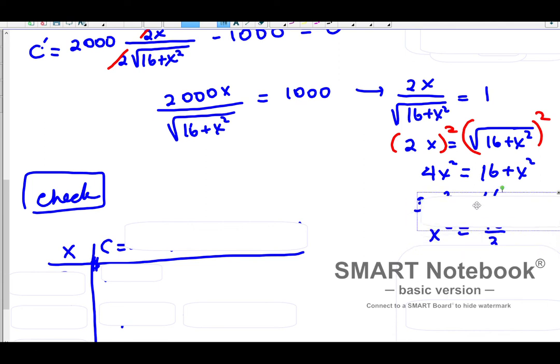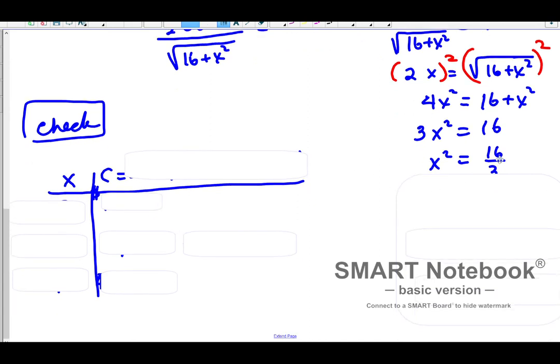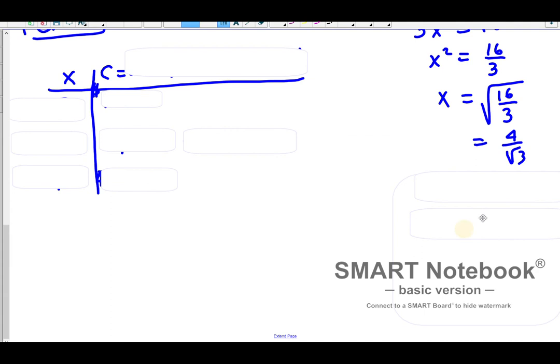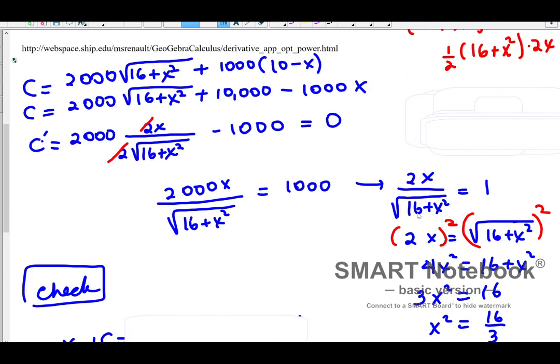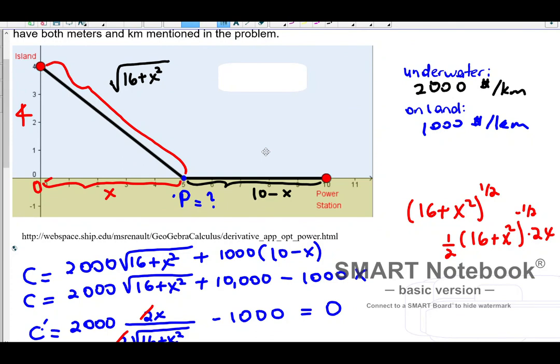And final step, how do you solve for x here? Take the square root, right? Take the square root of both sides. Now the square root of 16 over 3 is square root of 16 over square root of 3. Square root of 16 is 4. So you're going to have 4 over the square root of 3. And you can get that as a decimal if you like. That's approximately 2.31 kilometers.